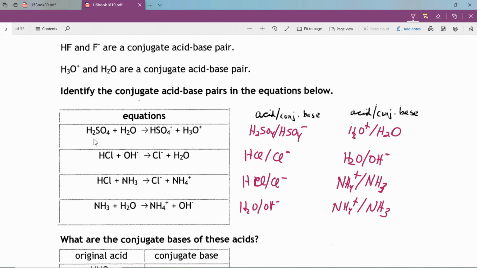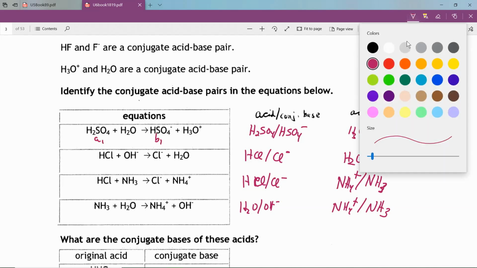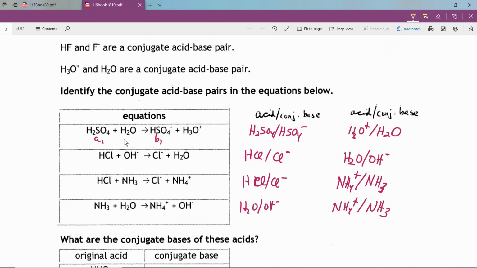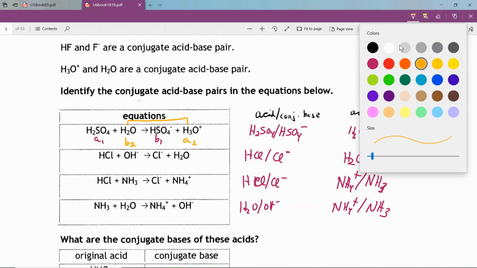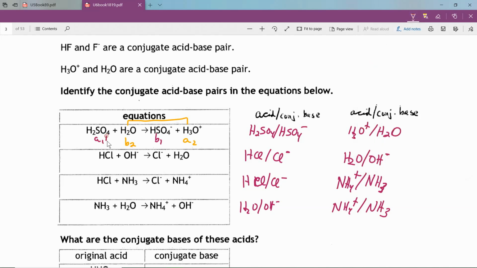Some books, by the way, they'll do this. They'll have like acid 1, base 1. And then they might change the color on you. Base 2, acid 2. And then they'll draw the guidelines. You think I can stay color coordinated? If you do, you are mistaken. Okay.